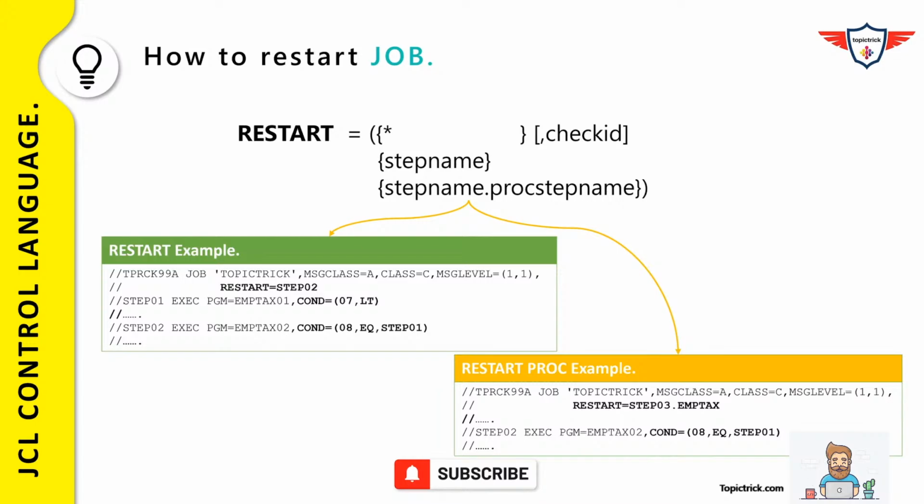And third one is to specify a step which is included in a proc. So for example, you're using a catalog procedure and your job fails in any of the steps which are included in the catalog procedure. So you can use stepname.procstepname to specify the step within the proc from where the JCL should be restarted. And finally, the last one is checkid. It is generally used to specify the name of the checkpoint at which the system should restart the execution.